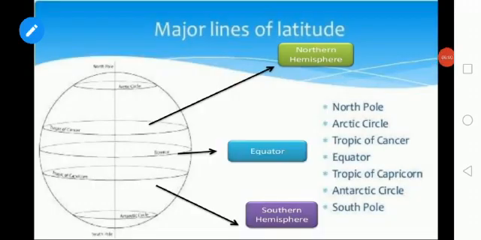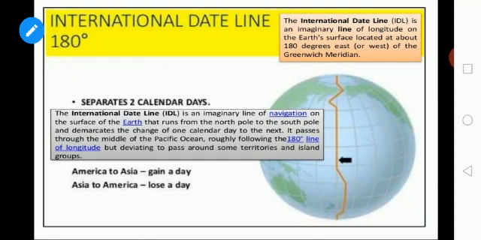So could you understand this? The major lines of the latitudes. Next, we are going to see the international date line. So this is also helpful for you in how we are calculating the date and the timing, isn't it? So the IDL is called the international date line. It is the imaginary line of navigation on the surface of the earth that runs from the north pole to the south pole, and it demonstrates the change of one calendar day to the next day. So we are calculating each day, isn't it?